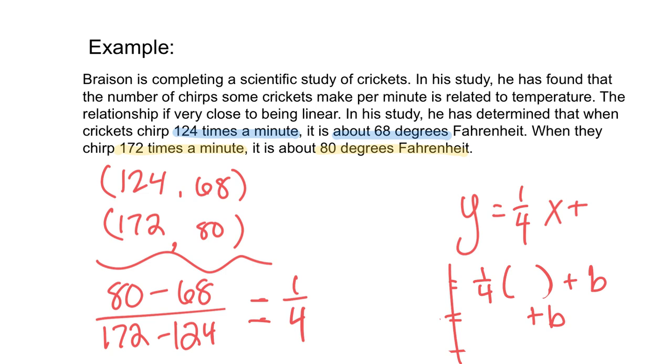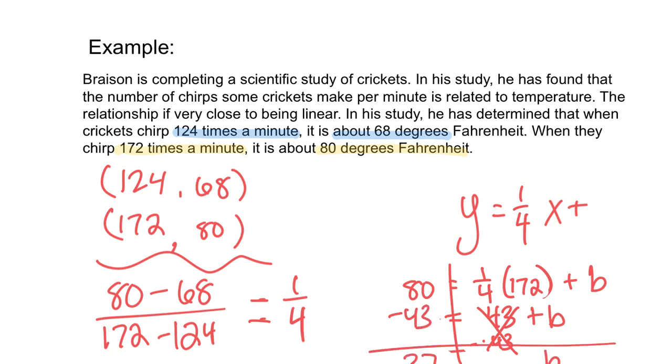X would be the 172. The Y would be 80. All right, that's better. So if I do that, this comes out to be 43. And then we'll subtract 43. And that gives me 37, which is what it was supposed to be. So my b is 37. So if my slope is 1/4 and my b is 37, my equation would be 1/4 x plus 37.